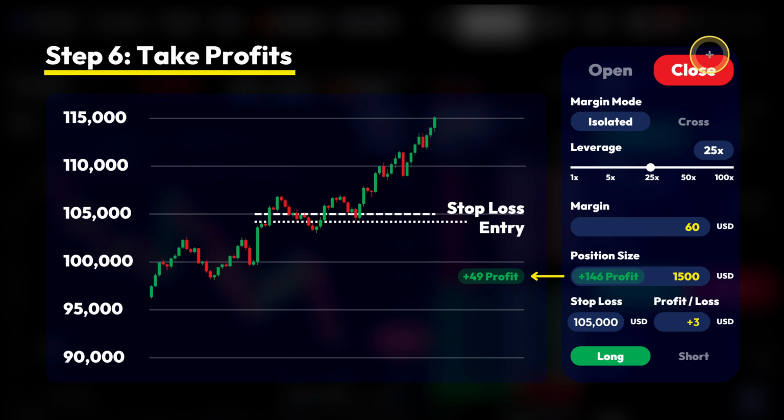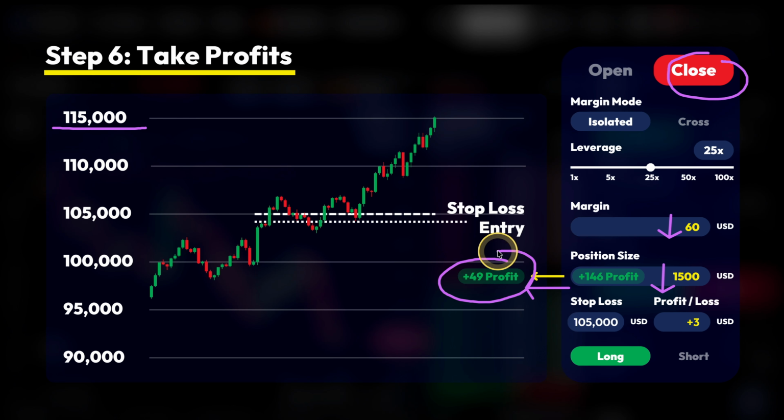We can easily do this by going here to close and then, for example, taking out a quarter of this trade. This means our margin gets reduced from $80 to $60, the position size from 2,000 down to 1,500, and from a total profit of $200 in this case, where the price is already at $115,000, we take up 25% of the profits, which is around $50 of profit that are already secured in this case.